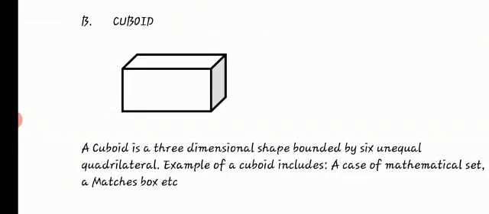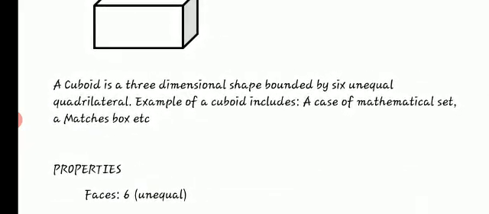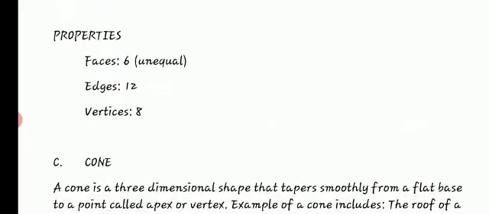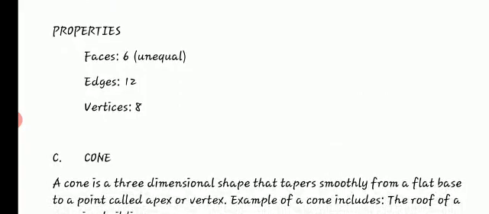For cuboid, it is almost the same thing as cube. A cuboid is a three-dimensional shape bounded by 6 unequal quadrilaterals. Quadrilaterals are 4-sided shapes. Like this cuboid now, you may have a square at the side and a rectangle at the other side. So that's why I say 6 unequal quadrilaterals. When you have a combination of square and rectangle, they are unequal. Examples are a mathematical set and the matchbox that we use at home. The properties, just like a cube: 6 faces but unequal, 12 edges and 8 vertices.